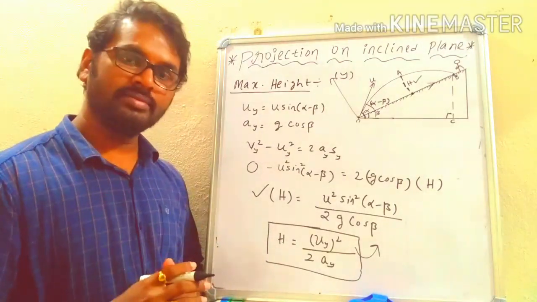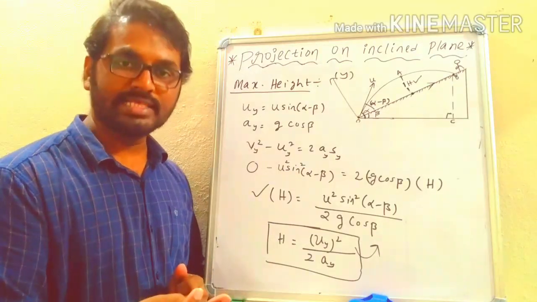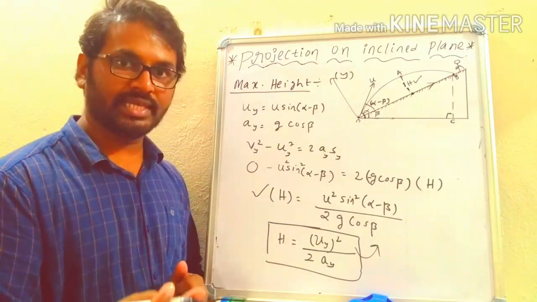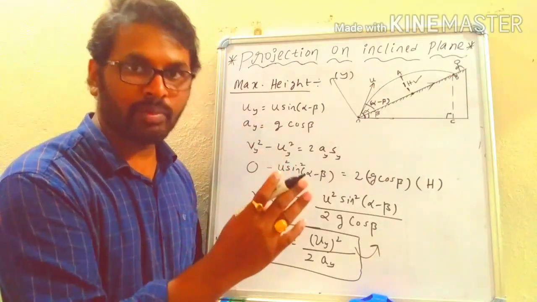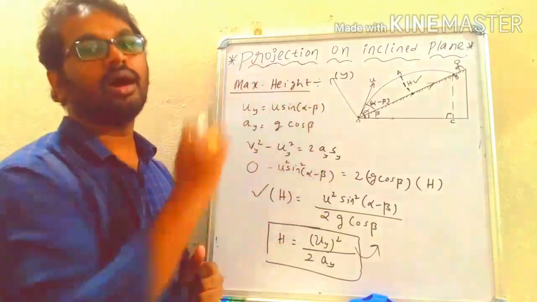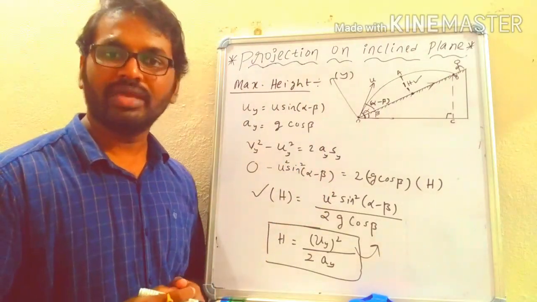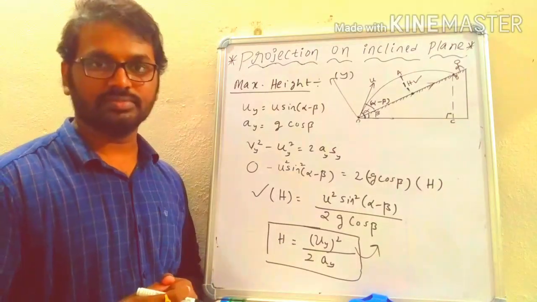So far we have done time of flight, range, and maximum height reached by the projectile when it is thrown on the inclined plane. The plane angle is beta and the angle of projection is alpha. In the next video, we can see some numericals related to this concept. Thank you.